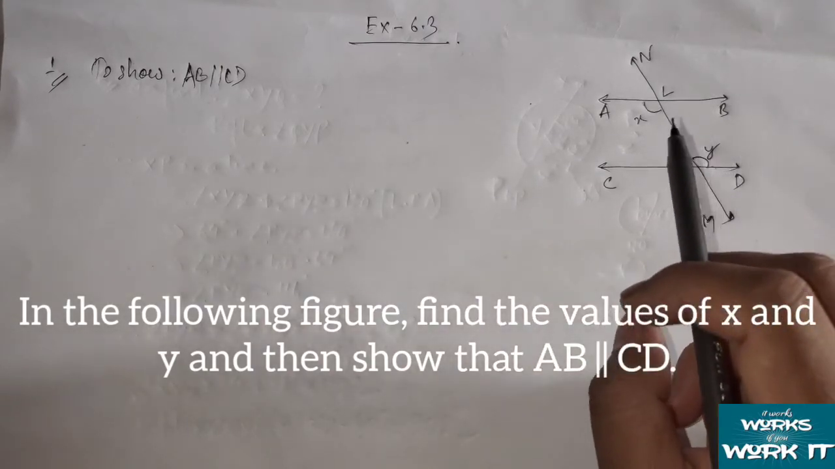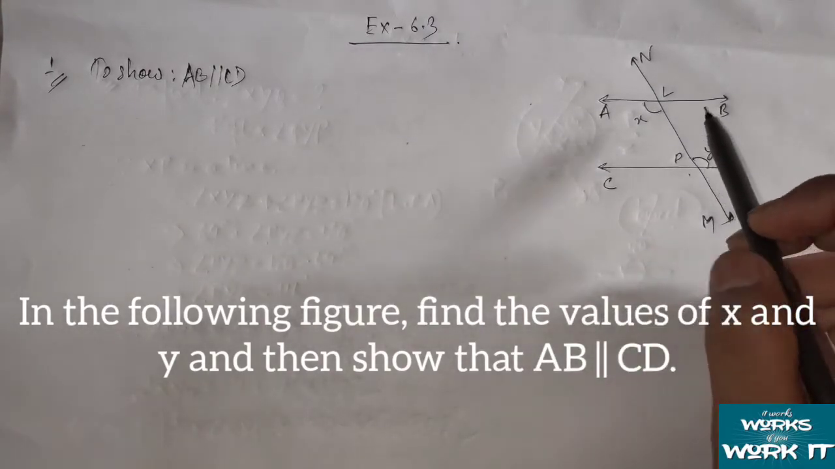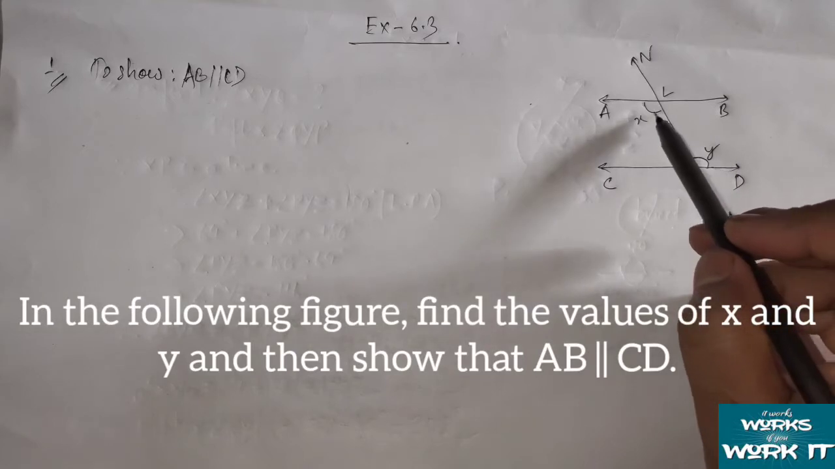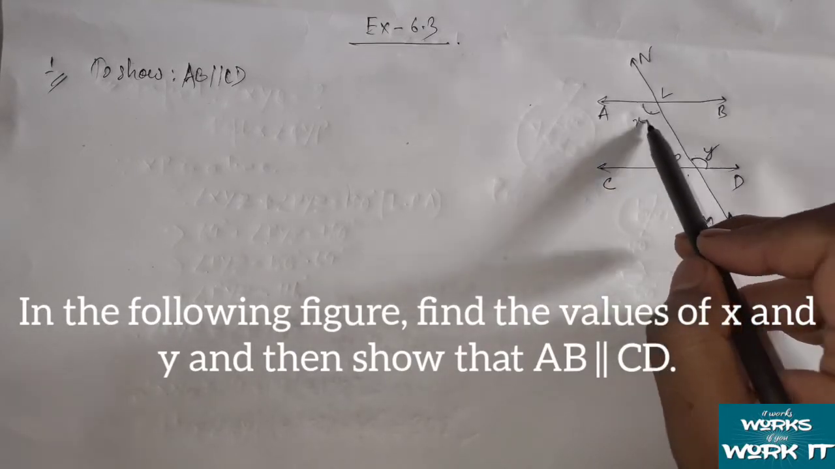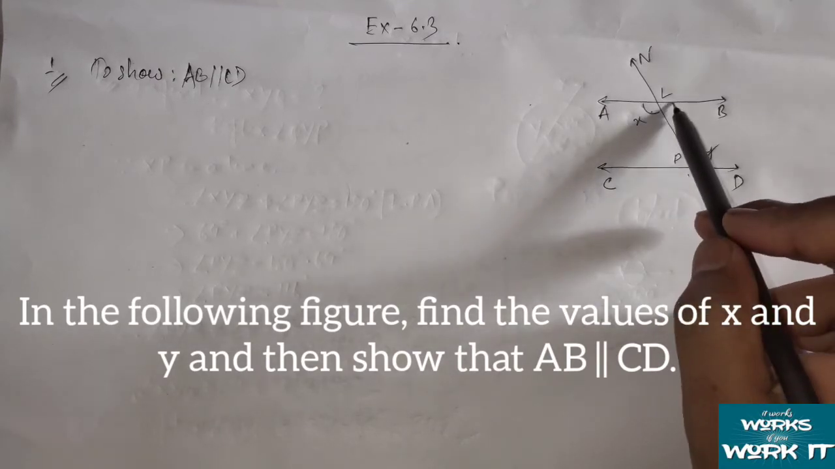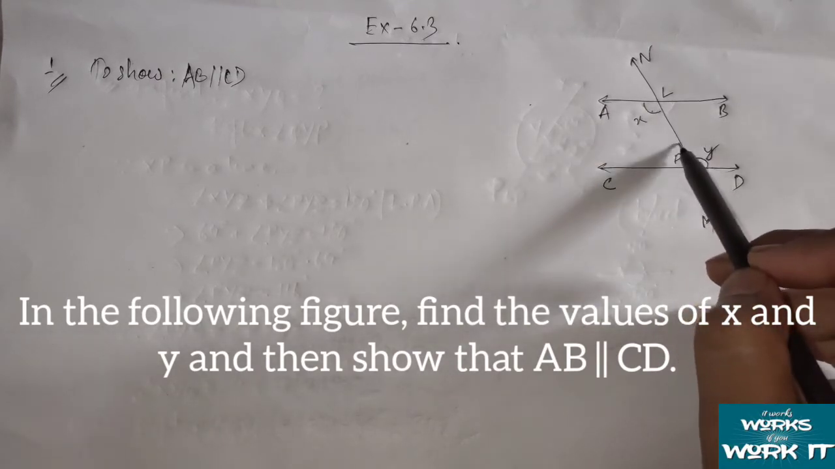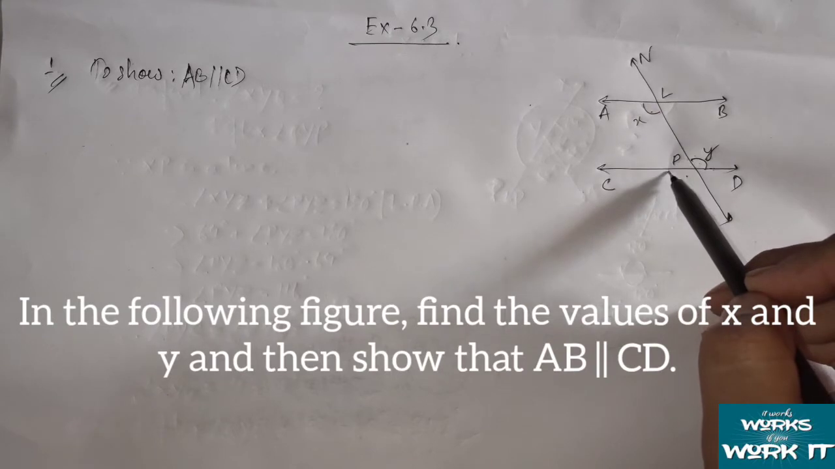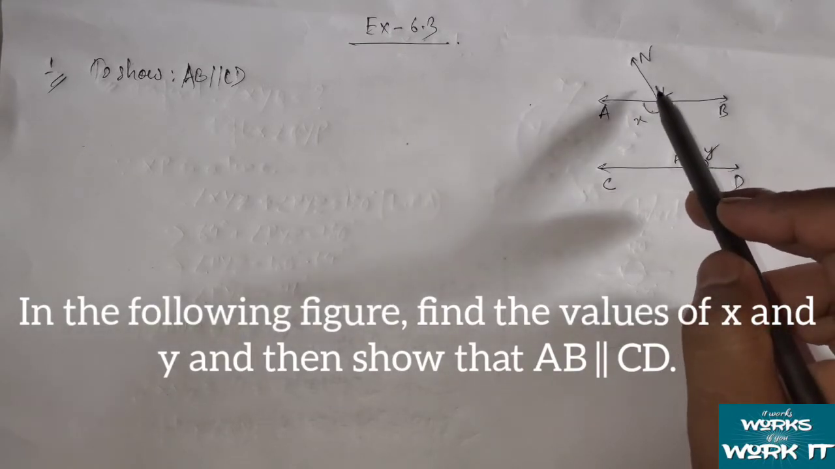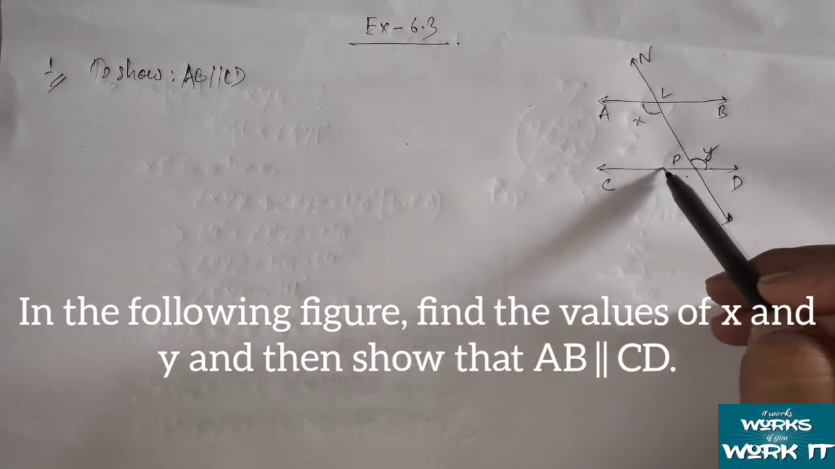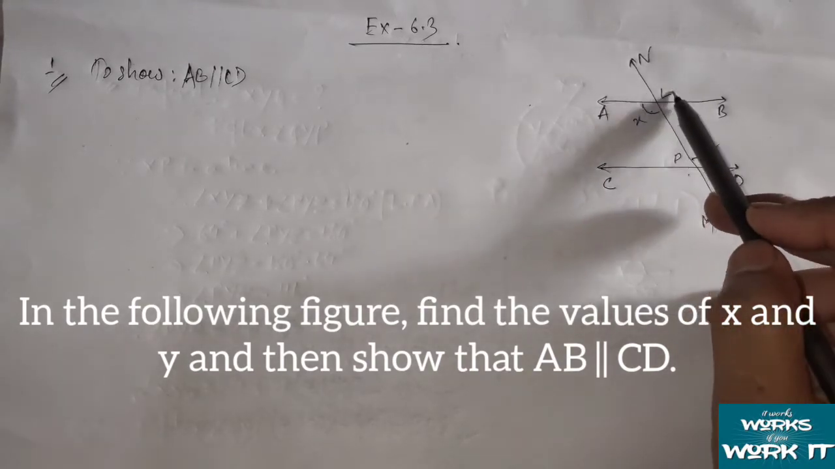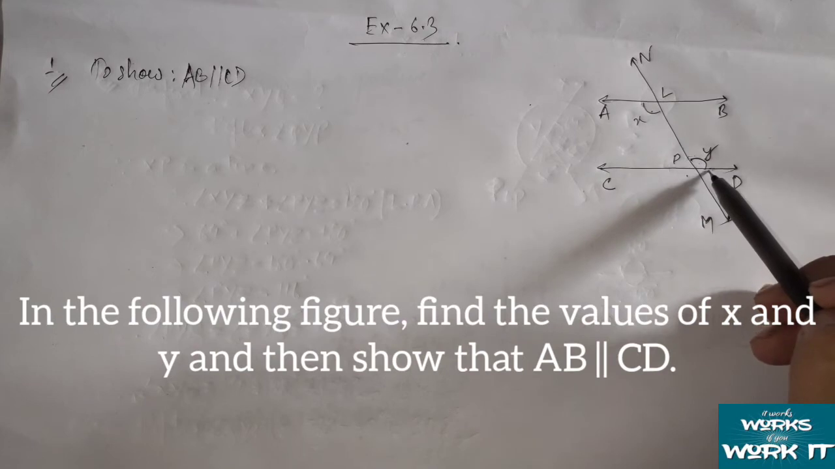For the basics, for this question, we need to understand that if parallel lines are there, then their alternate angles are equal. If you see the alternate angles, x and y will be equal, and then this angle will be equal to this angle. These are the alternate angles. Then, in parallel lines, corresponding angles, this one and this one will be equal. This angle and this angle will be equal.